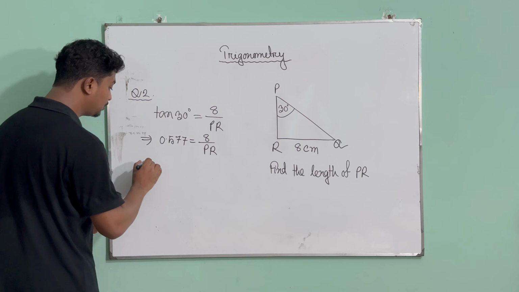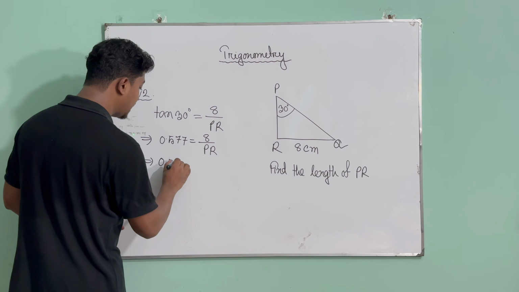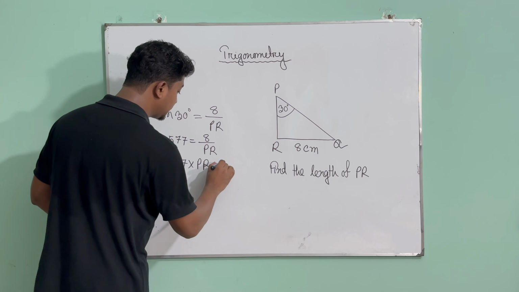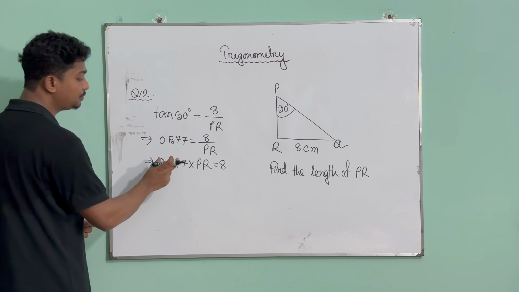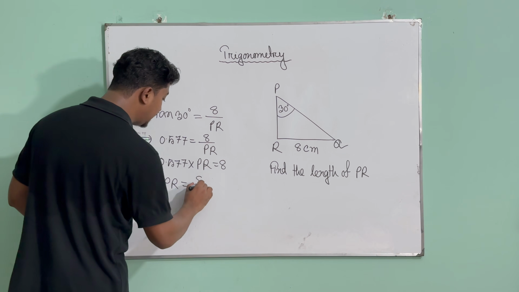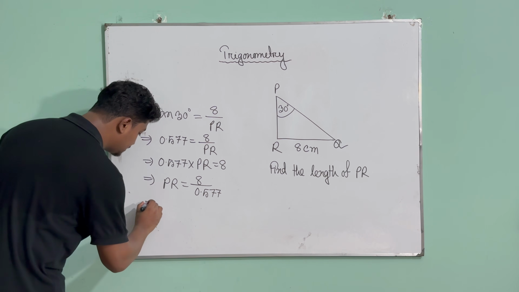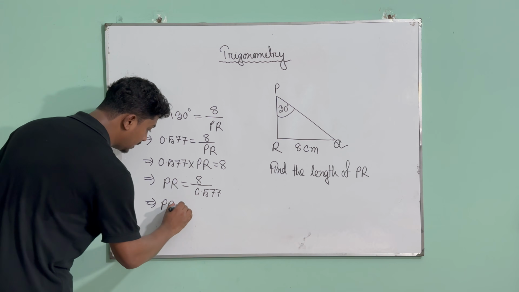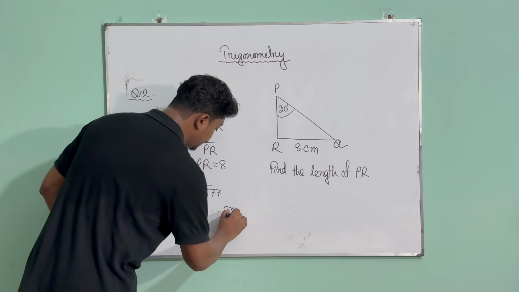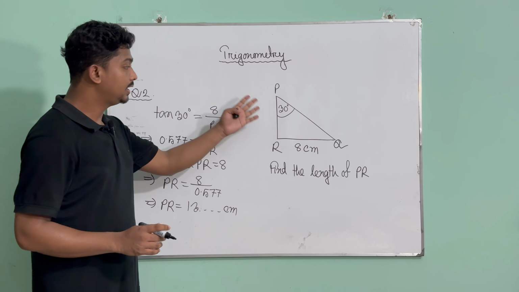Now that you want to calculate PR, you have to get the PR to the left side. So it will be multiplied as it was divided with the 8. So 0.577 multiplied by PR equals to 8. Now you want to calculate PR, so you have to move 0.577 to the right side. So you have PR equals 8 divided by 0.577. Now if we use the calculator to calculate the value, you will get a value like PR equals to 13 point something centimeter.